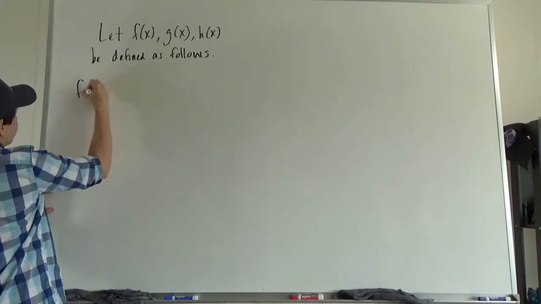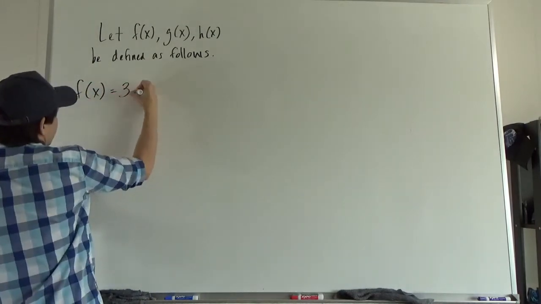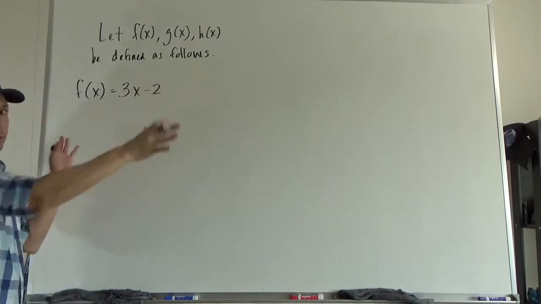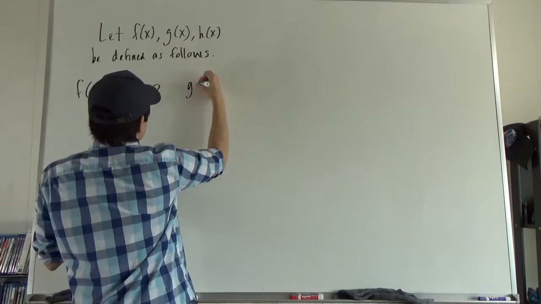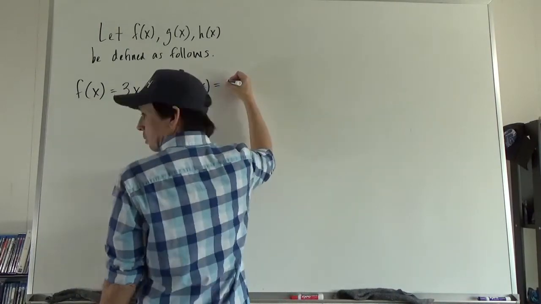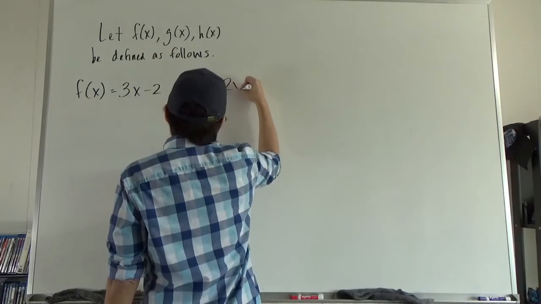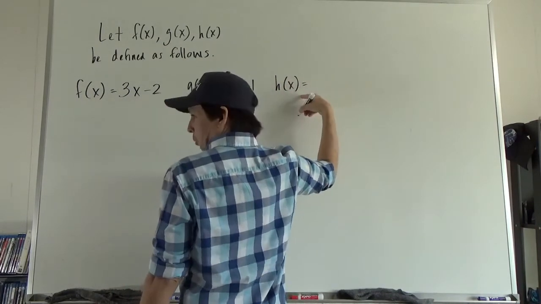So this is a new f entirely. You abandon that old one. And anytime you see f of something for the next few problems, you're going to work with this rule. Anytime you see g, it's a different rule. And anytime you see h, you're going to plug it into this.